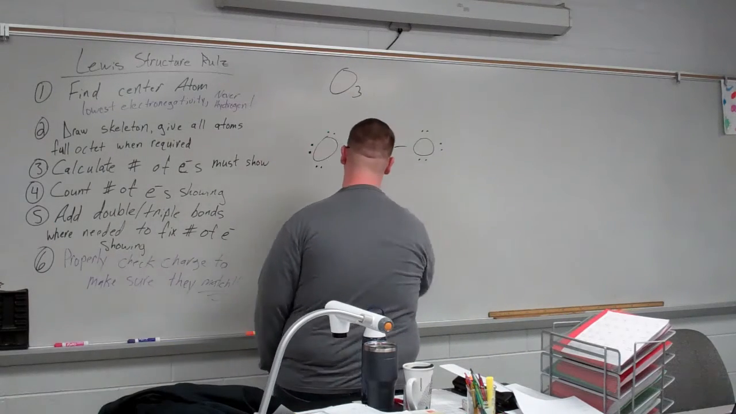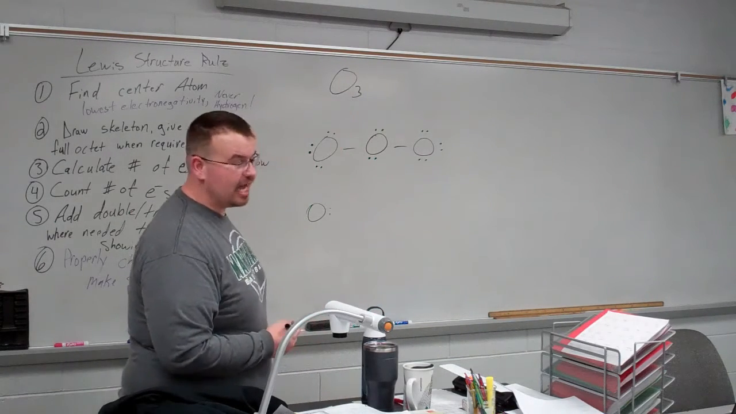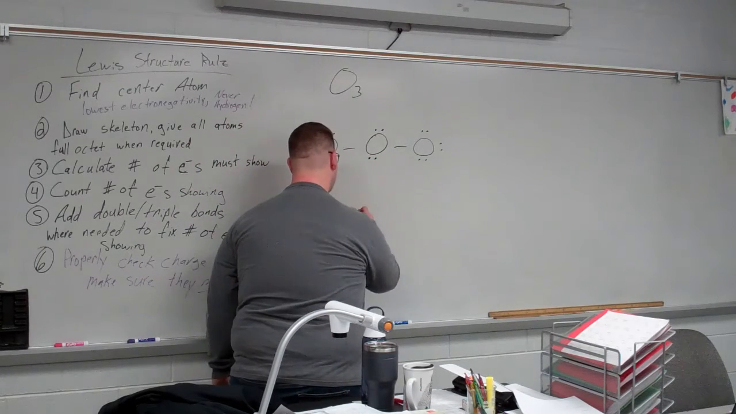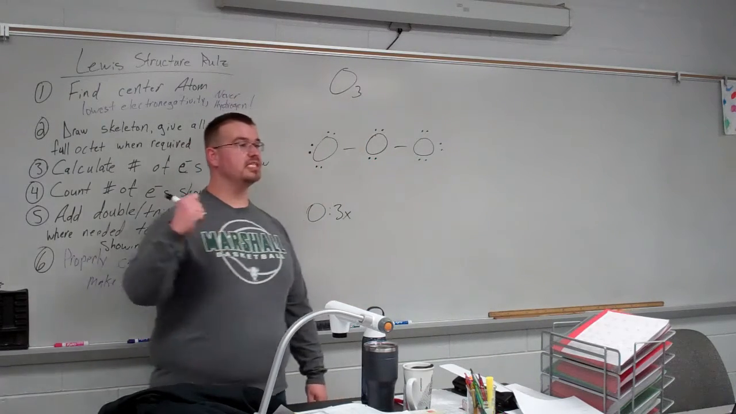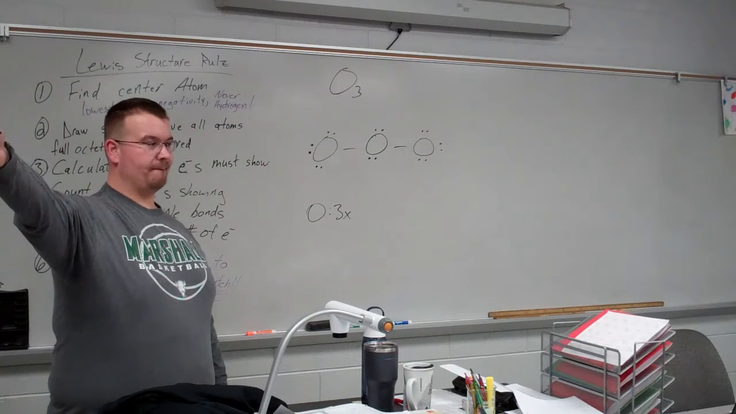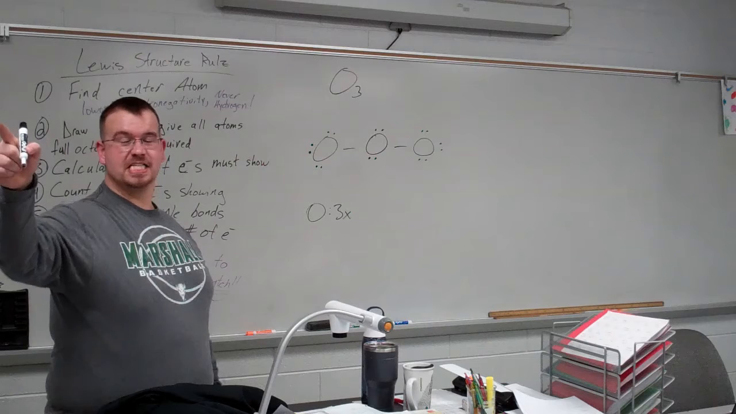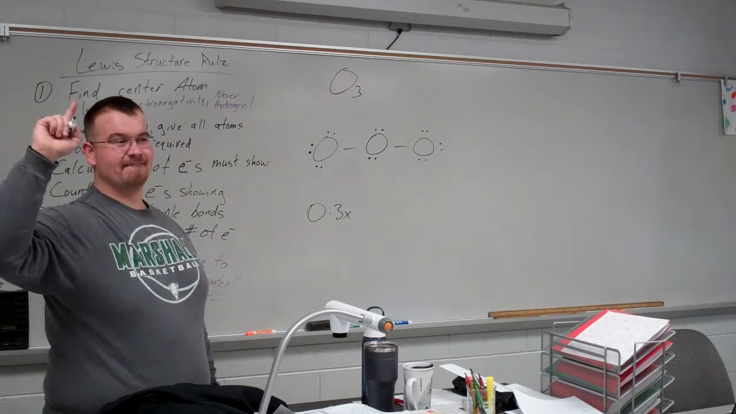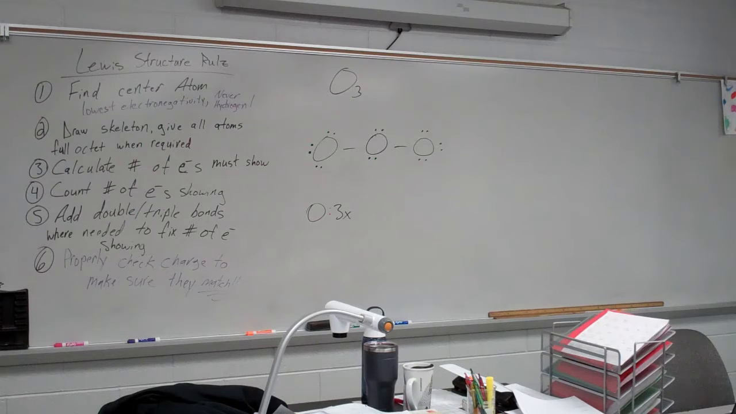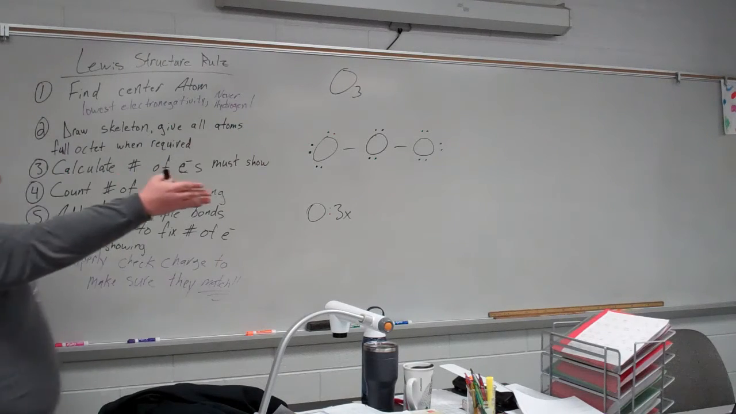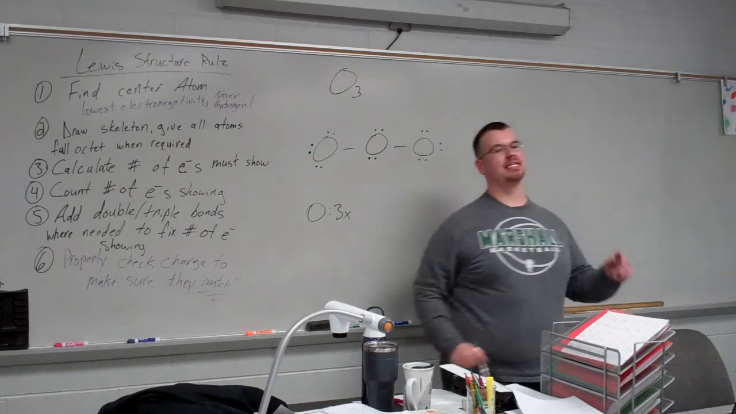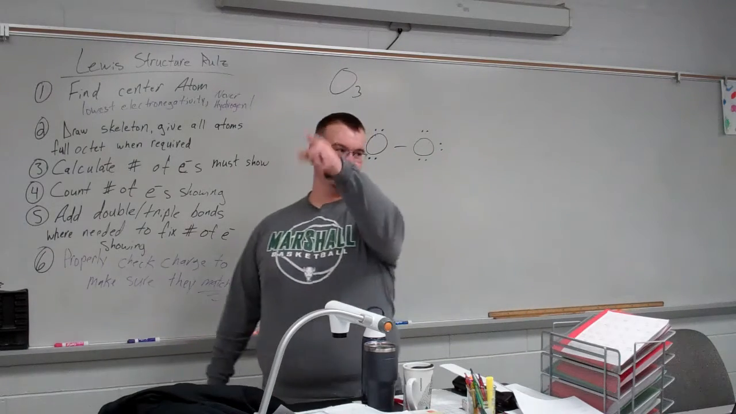So we have oxygen. We only have oxygen. How many oxygens do we have? 3. How many valence electrons does oxygen have? Oxygen has 6 valence electrons. Why is it 6? Because it's in the 16th column. That's how it's right. The 16th column has 6 valence electrons. Oxygen has 6 valence electrons.